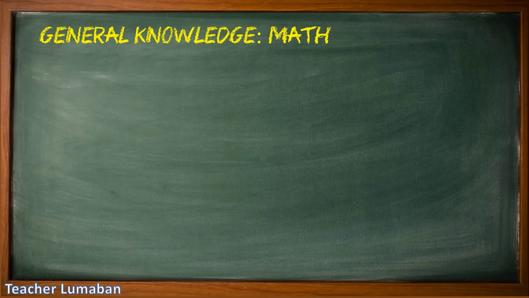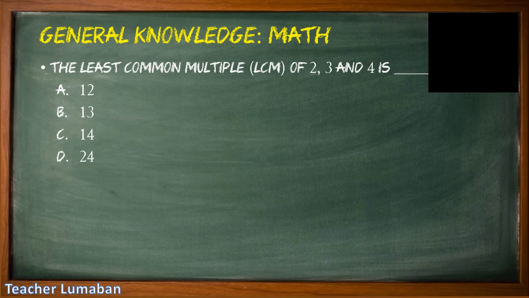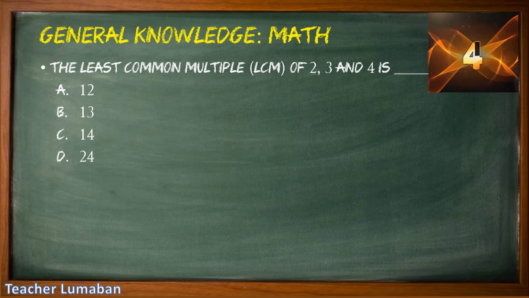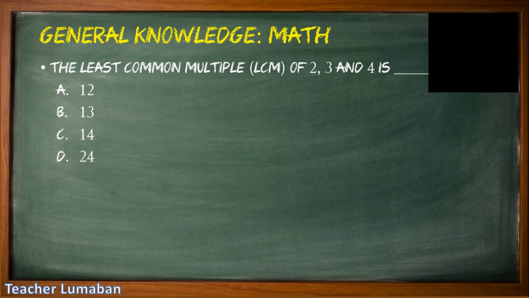The least common multiple, LCM, of 2, 3, and 4 is blank. Letter A, 12. Letter B, 13. Letter C, 14. Letter D, 24. Please answer in 5, 4, 3, 2, 1.